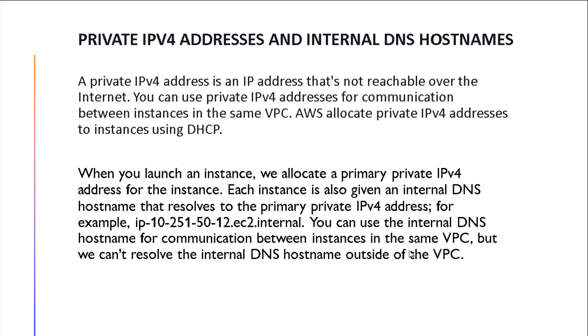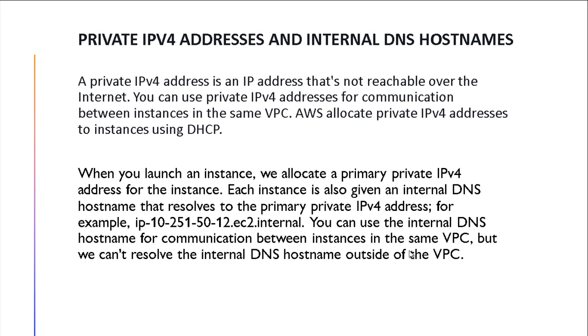When you launch an instance, AWS allocates a primary private IPv4 address for the instance. Each instance is also given an internal DNS hostname that resolves to the primary private IPv4 address. For example, ip-10-251-50-12.ec2.internal. This is the hostname of that particular IP address, which is provided by AWS.